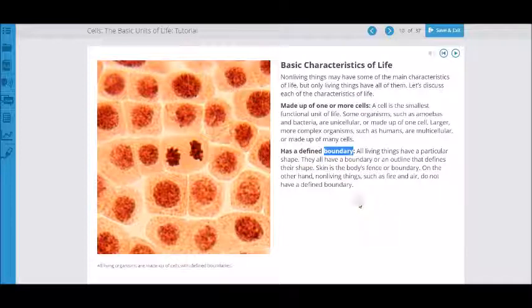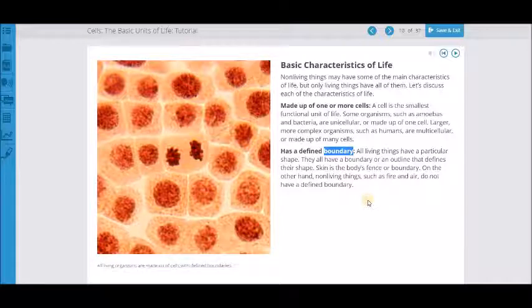All living things have some type of a boundary separating the inside from the outside, and it's important because that helps us to maintain an inside, and we call that homeostasis, meaning maintaining a stable internal environment in spite of changes in the outside.